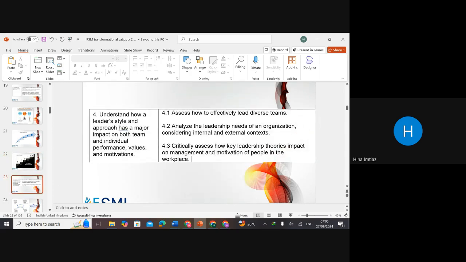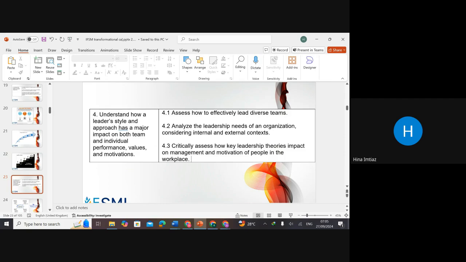Okay, this is the fourth question, and the learning outcome is how you can understand how a leader's style and approach has a major impact on both teams and individuals' performance, values, and motivation. For that, there are three parts. The first question is to assess how to effectively lead diverse teams.